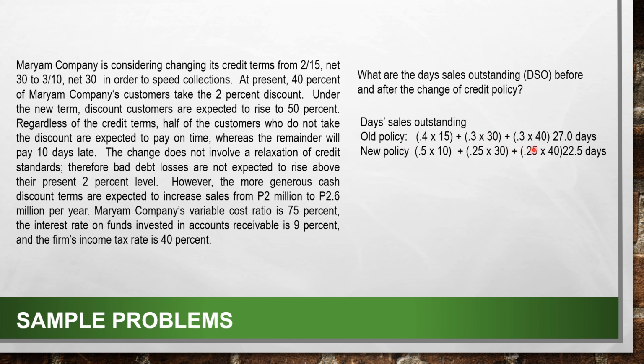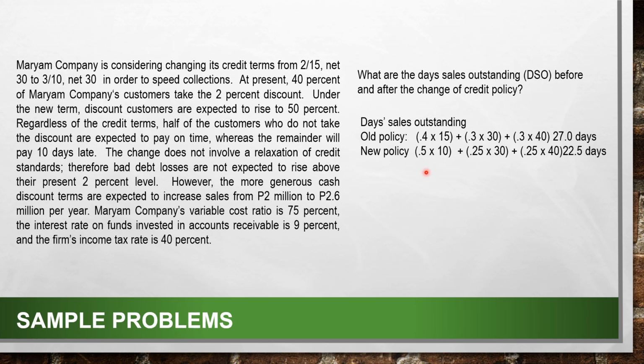So 0.3 times 40. So you add that: 0.4 times 15 plus 0.3 times 30 plus 0.3 times 40, we get 27 days. Okay, so let's compare to our new policy. Under our new policy, the discount customers are expected to be 50%, meaning 50% avail the discount and the remaining 50% do not avail the discount.